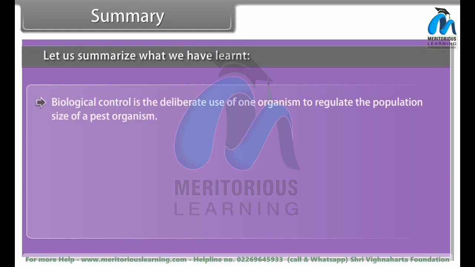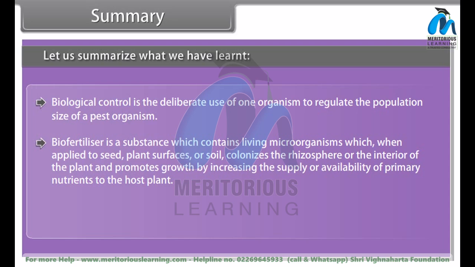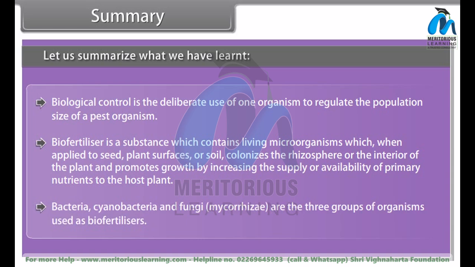Biological control is the deliberate use of one organism to regulate the population size of a pest organism. Biofertilizer is a substance which contains living microorganisms which, when applied to seed, plant surface, or soil, colonizes the rhizosphere or the interior of the plant and promotes growth by increasing the supply or availability of primary nutrients to the host plant. Bacteria, cyanobacteria, and fungi, mycorrhizae, are the 3 groups of organisms used as biofertilizers.